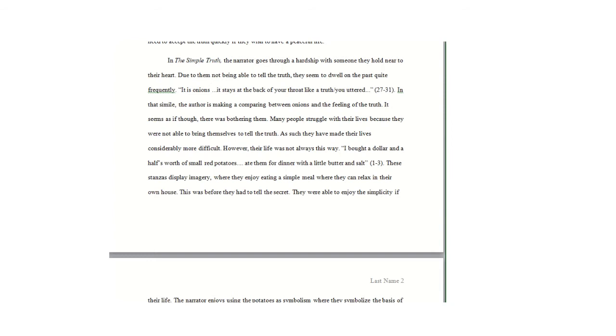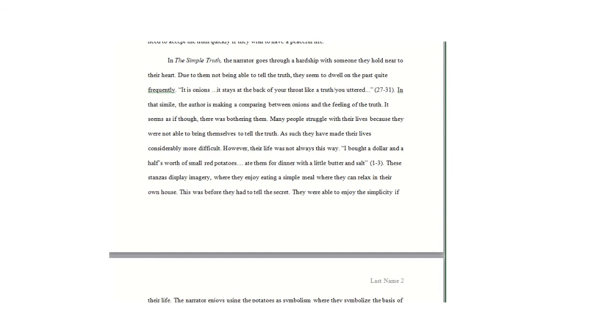You won't have a problem with Black Aperture because there isn't a poem within the collection called Black Aperture. So whenever you speak about Black Aperture, you would italicize it. And then every poem would be quotation marked, whatever poem you're speaking about. Due to them not being able to tell the truth, they seem to dwell in the past quite frequently.